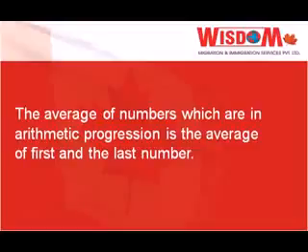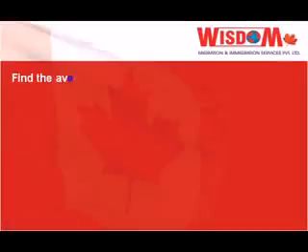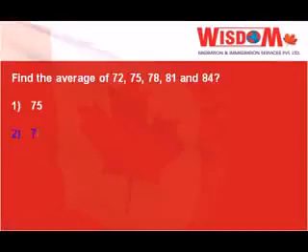Now let us solve a few questions on it, because this seems to be a pretty good point which can solve our questions very easily. Now let's use this example. In this example we have to find the average of 72, 75, 78 and 81. Since we can see that these numbers are in arithmetic progression because there is a common difference of 3 among the numbers: 72 plus 3 is 75, 75 plus 3 is 78, 78 plus 3 is 81, and so on.